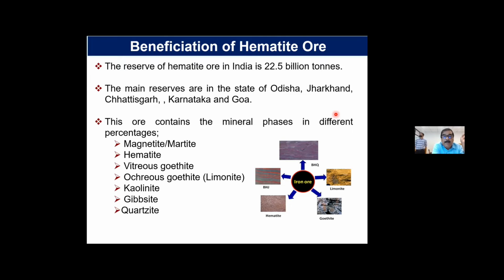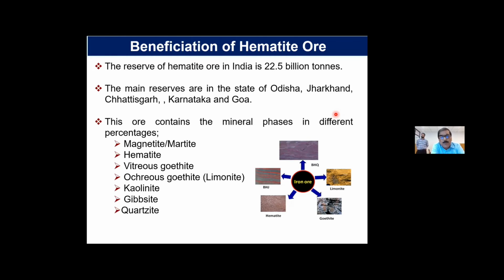Then hematite is there. That we call the hematitic ore, but it contains goethite in different forms. One is called vitreous goethite, another is called aqueous goethite. We call it limonite. Apart from the iron phase minerals, there are three major impurities. One is kaolinite, which is nothing but aluminum silicate, then gibbsite, aluminum oxide, and quartzite.